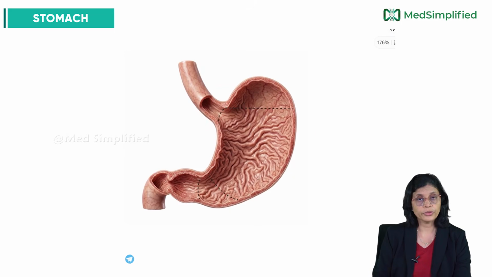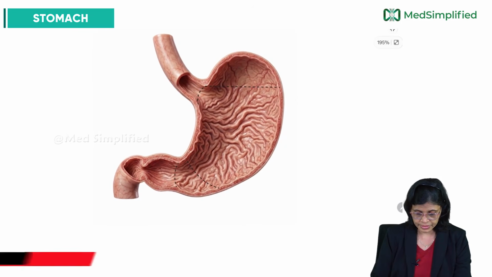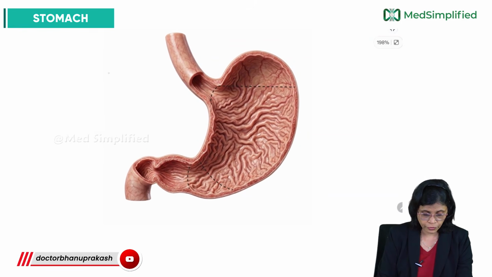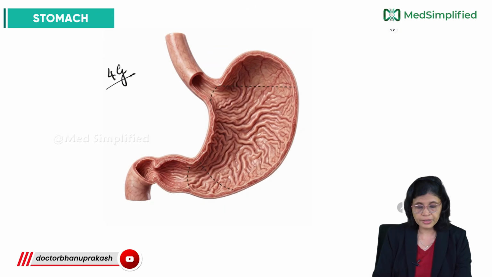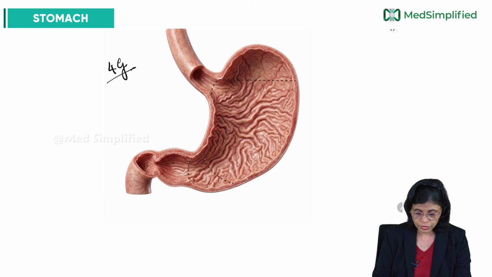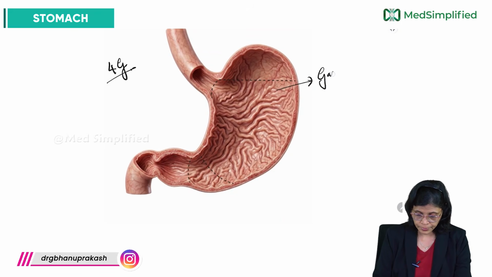I already told you the subdivisions of the stomach. This is the interior of the stomach. When we see the interior, we see the 4 G's. The stomach is thrown into a lot of mucosal folds. These mucosal folds we call the gastric folds.